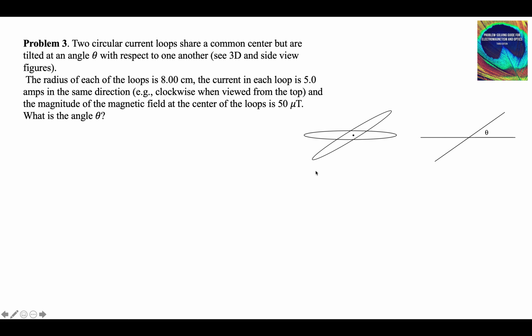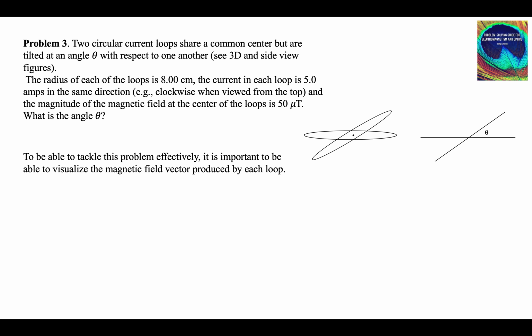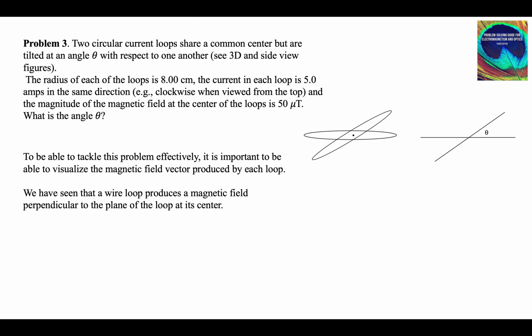The current is clockwise when viewed from the top in both loops. The magnitude of the magnetic field at the center of the loops is 50 microtesla. What is the angle theta? Well, we have to be able to look at the magnetic field vectors from each loop.